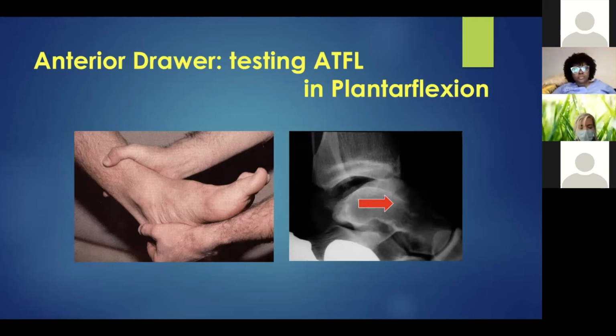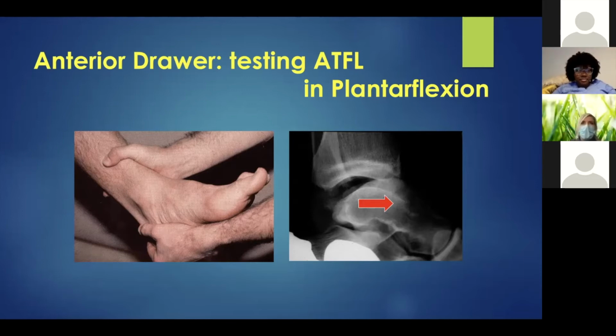Some people naturally are more flexible than others, so I think a good way to do this is to always examine the good side first. Like I said, some people naturally are more ligamentously lax. You're really trying to see how much translation you can feel from the talus as compared to the distal tibia. And the more you do this, the better.